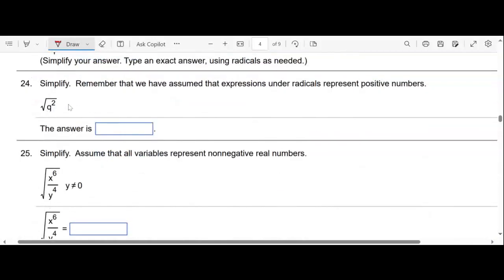Simplify. Square root of q squared. What's the answer? Q. Very good. You're so smart today. That's excellent.